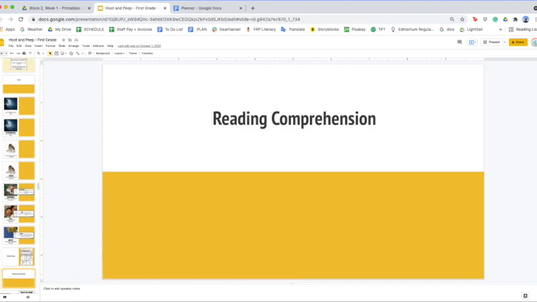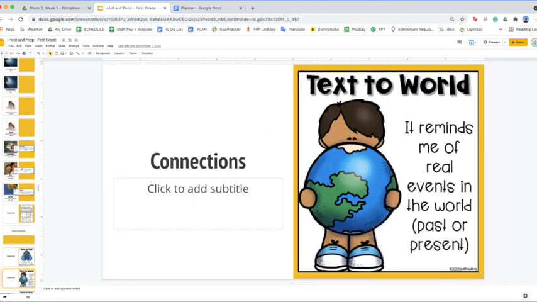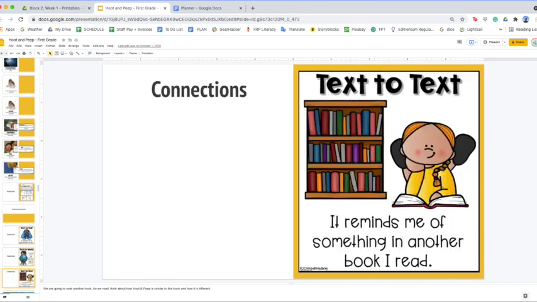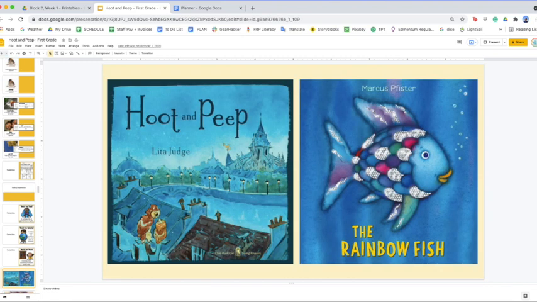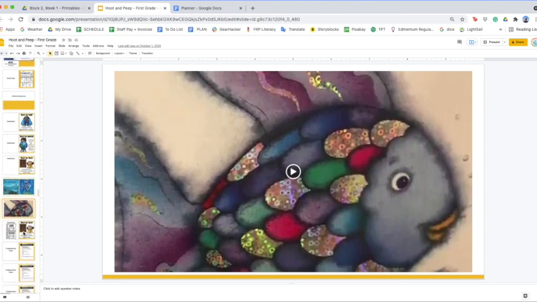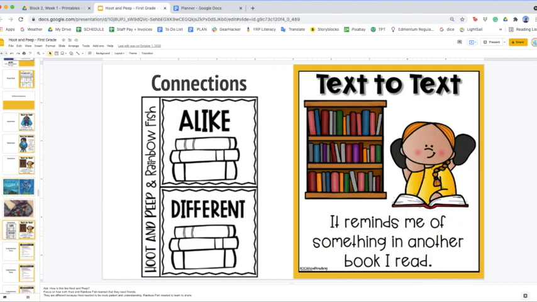And reading comprehension, again, remembering what we've studied, text to self, text to world, and then text to text, connecting it with another book that students have read. Here we actually look at Hoot and Peep and compare it with The Rainbow Fish. Here you can see we've got the story of The Rainbow Fish. It's a video. It's great, and students are asked to say how the two stories are alike and how they're different. And then we do a comprehension check.